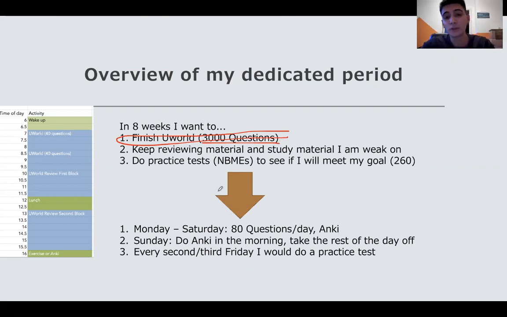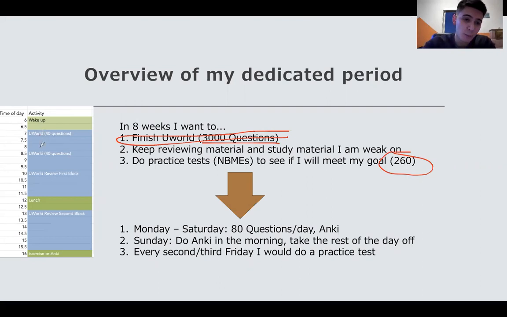And I wanted to do the practice exams to see if I would meet my goal, because my goal was arbitrarily around 260. And so my daily schedule looked like that for most of the days. I would wake up at 6 or 5:30, mostly at 6. I would take my time. I always had my morning routine with my coffee, with my breakfast, with watching the news, answering emails, etc.